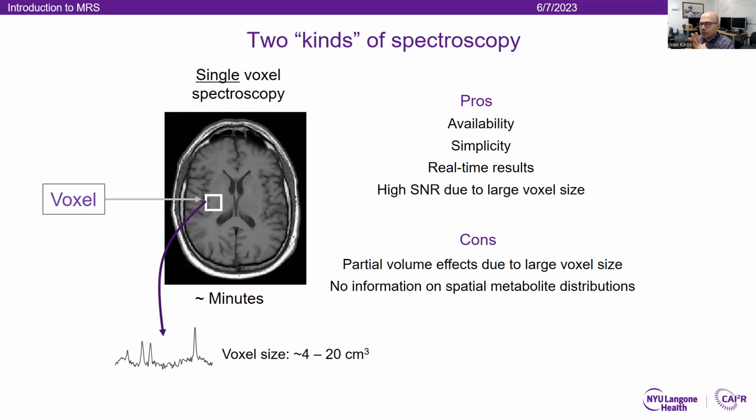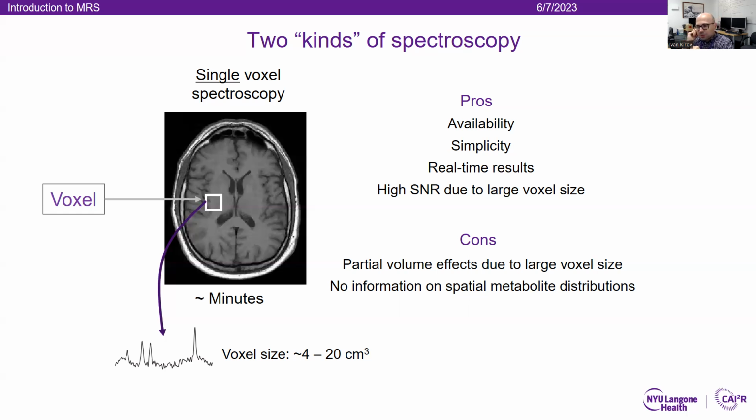There's also high SNR, which is very important, as I just spoke. The SNR is high because the voxel is large. Because the voxel is large, there's a lot of tissue inside it. The more tissue, the more metabolites there are. The more metabolites there are, the higher the signal. This is where the highest SNR comes from in single voxel spectroscopy.